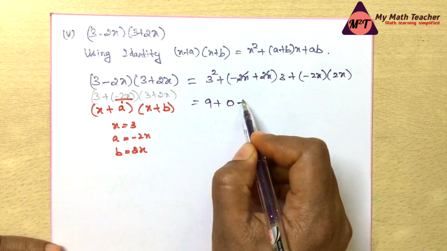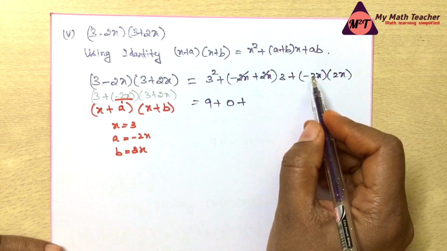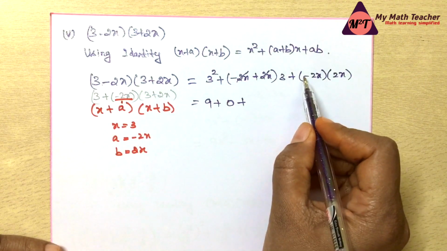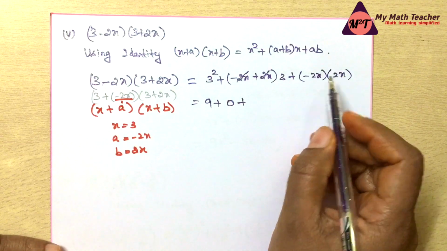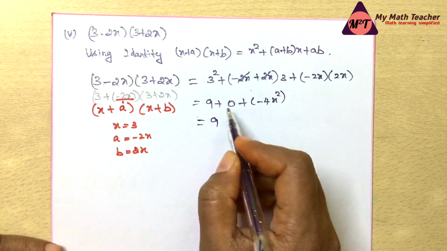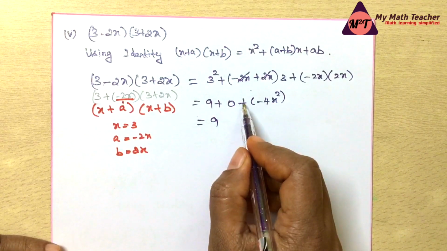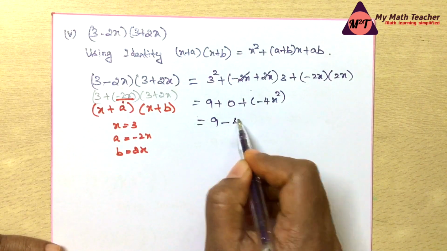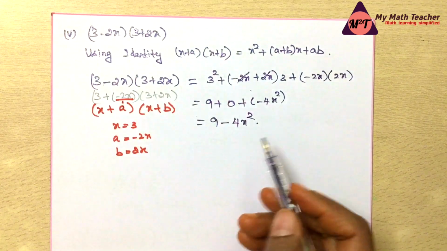Now plus multiply these two. Now let us multiply these two. Minus 2x into 2x, it is minus 4x square. Now 9. Now remove the bracket. Plus into minus is minus 4x square. Now this is the final answer.